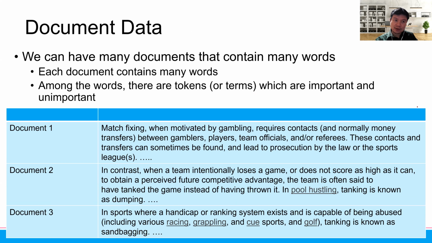Document data is also one of the data types that is challenging. One document, like Microsoft Word or Hangul file, can contain many words. Each document contains many words, and you can imagine if there are many documents, then they contain many more words. Among the words, there are tokens or terms which are important, and there are also words that are unimportant. Let's say I have three documents: document one, document two, and document three. This is just for example. When you have this kind of data, what is the important word? What is not an important word? Using the text mining approach, we can analyze the good terms or the important terms and just remove the unimportant terms.